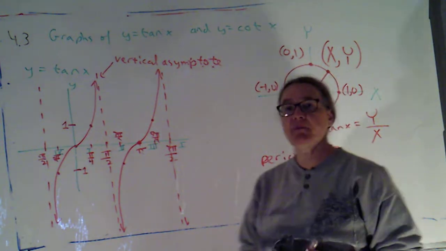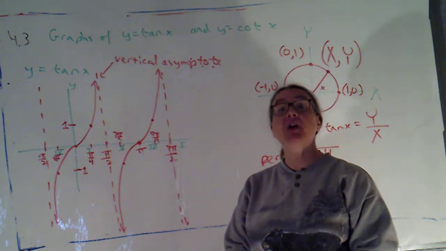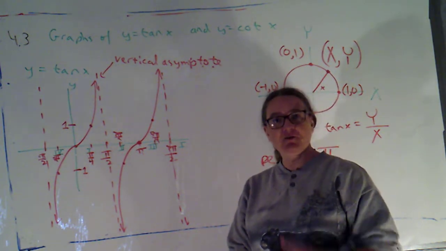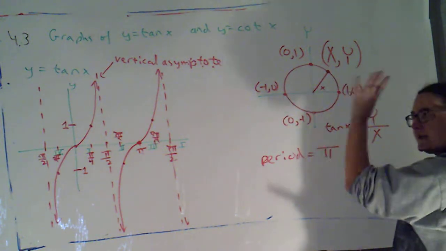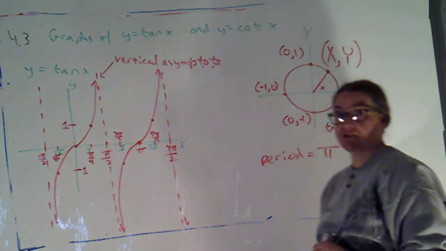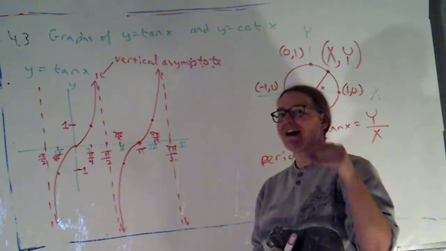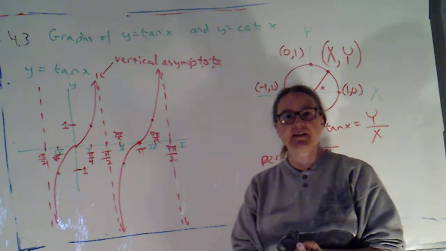Before I stop the video, the next thing we're going to do is graph cotangent. But what I want you to do is see if you can follow the thought process that we went through here to see if you can come up with the graph of cotangent before you turn on the second video. On the second video, I'll have it already up on the screen so that you can check your work.